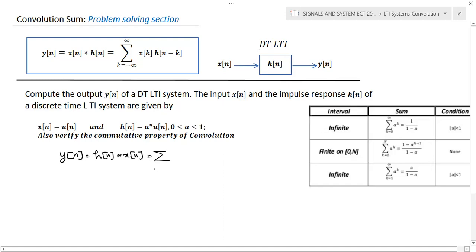But the equation you need to write is the summation with k from minus infinity to infinity. If it is x of n convolution h of n, you write x of k. Here h of n comes first, so you write h of k into x of n minus k.